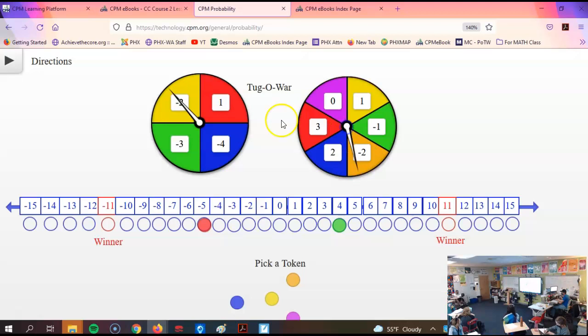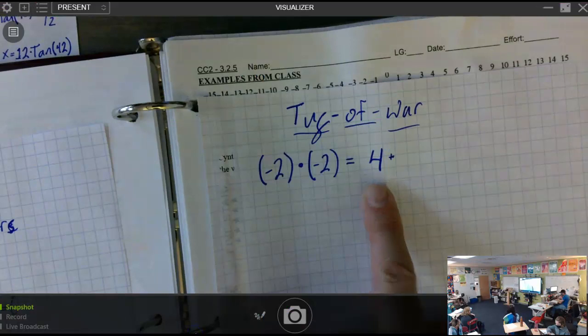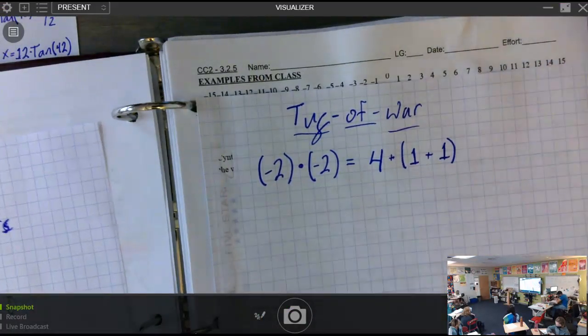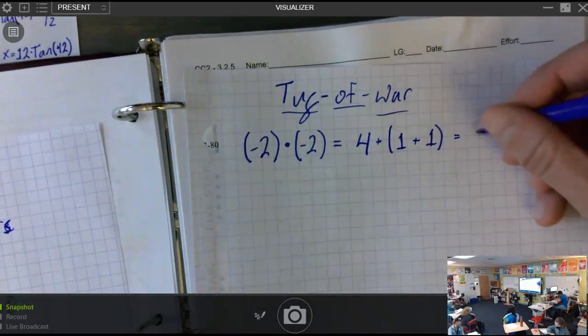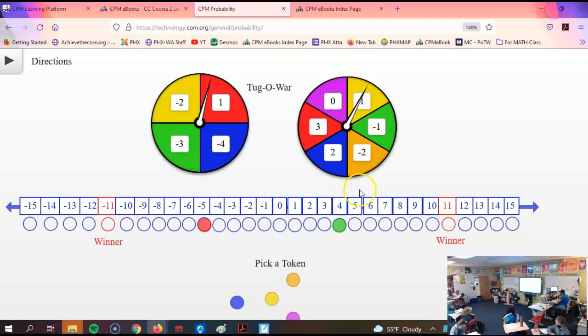I go again, spin, +1, +1. So on my paper, I write that I did a 1 and a 1, and I'm just going to add them. So where's that get me? 6. And I move my token to 6.